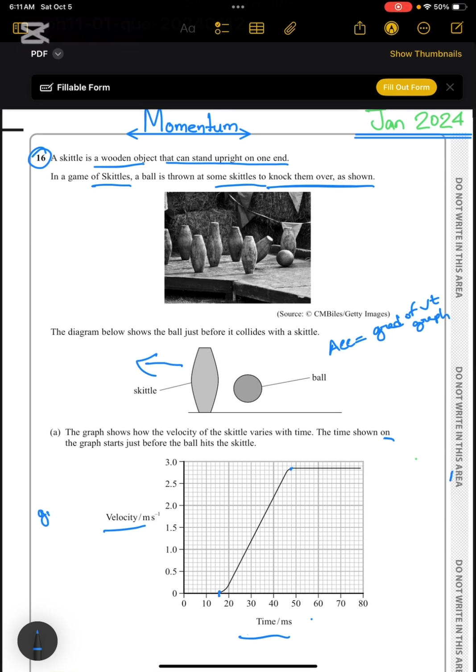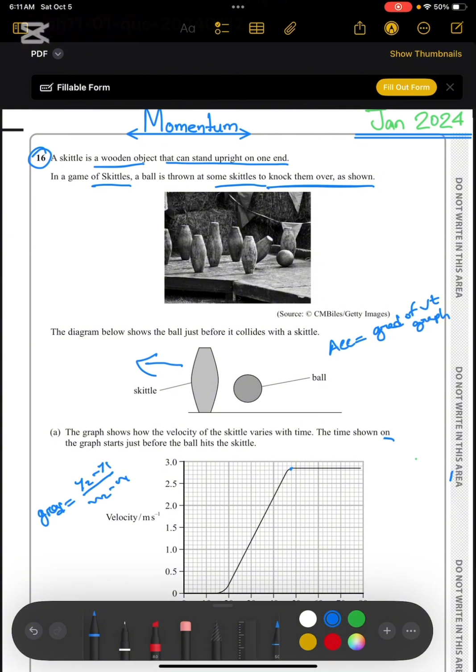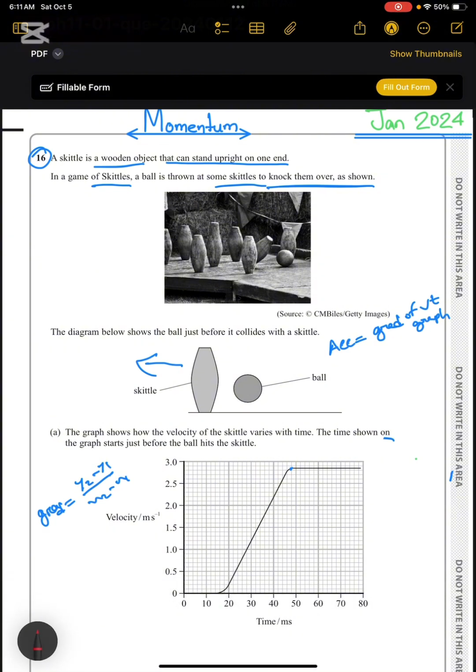The gradient is equal to y2 minus y1 divided by x2 minus x1. This is our gradient formula, right? We all know this gradient formula from class 6. So we have to find the y coordinates and the x coordinates. If we look at this coordinate, it is between 2.9 and 2.8, so it will be 2.85. And if we take this coordinate, it is 48, because it is 40, 42, 44, 46, 48. And the other two coordinates will be 15 and 0. These are the x and y coordinates.